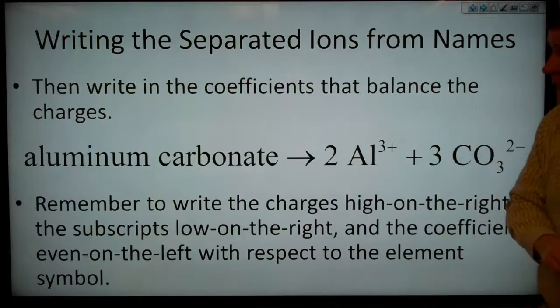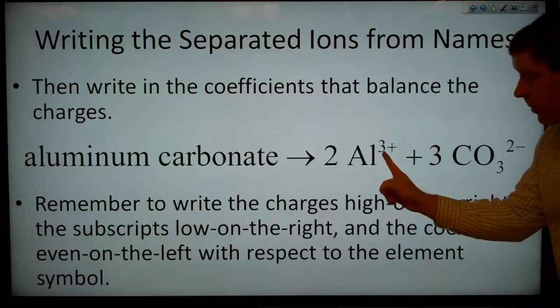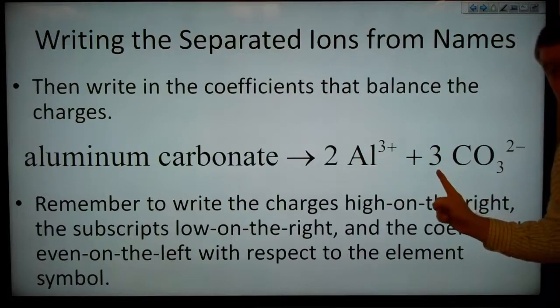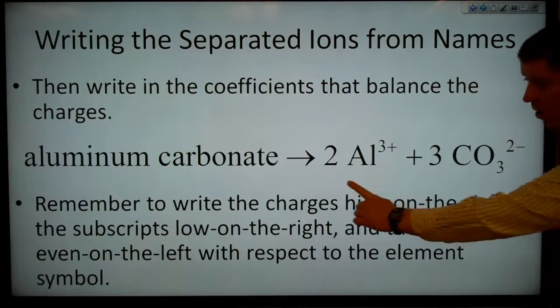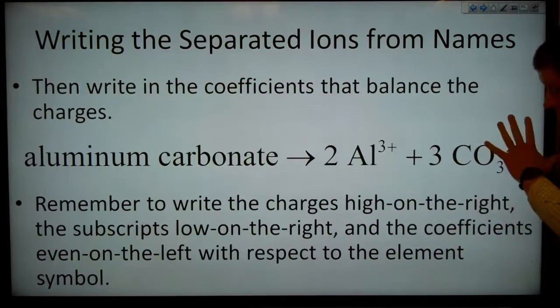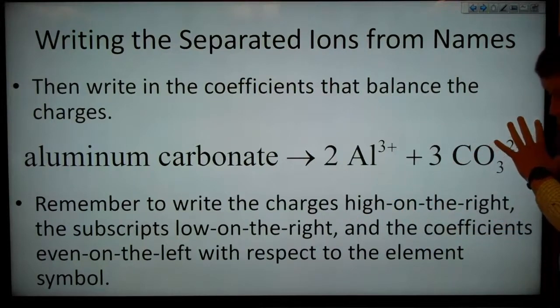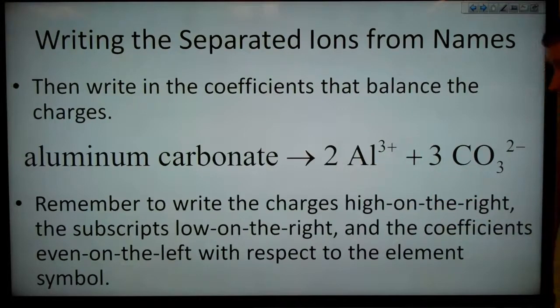Now we want to write in the coefficients that balance the charges. Let's use the shortcut method this time. So aluminum has a charge of 3 plus, so let's write that over there as the coefficient. Carbonate has a charge of 2 minus, so let's write that over here as the coefficient. And remember to write the charges high on the right, and the coefficients even on the left with respect to the element symbol.